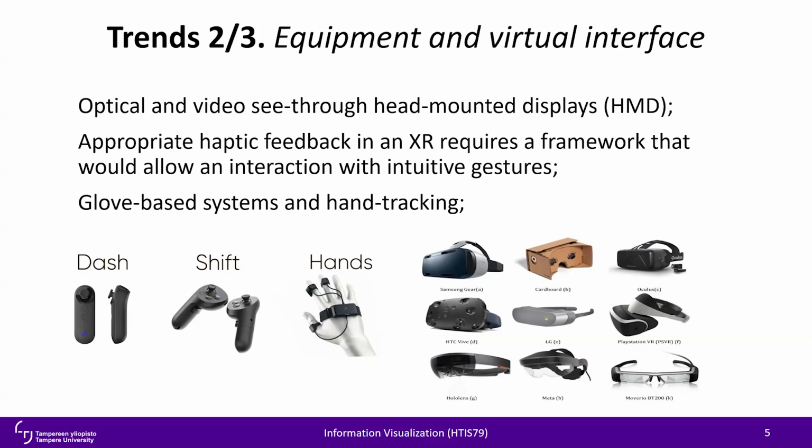And also, we do not have all our senses. For example, handheld devices can provide haptic feedback, which is lost when we use just hand tracking. But that's the kind of compromise we are going to have.